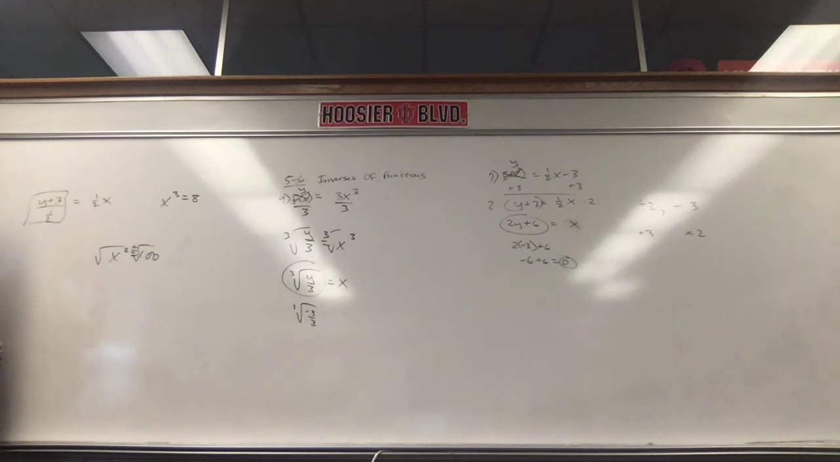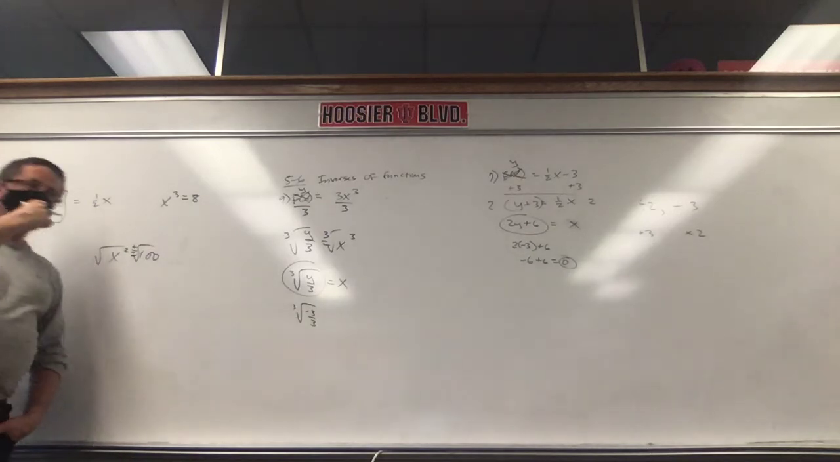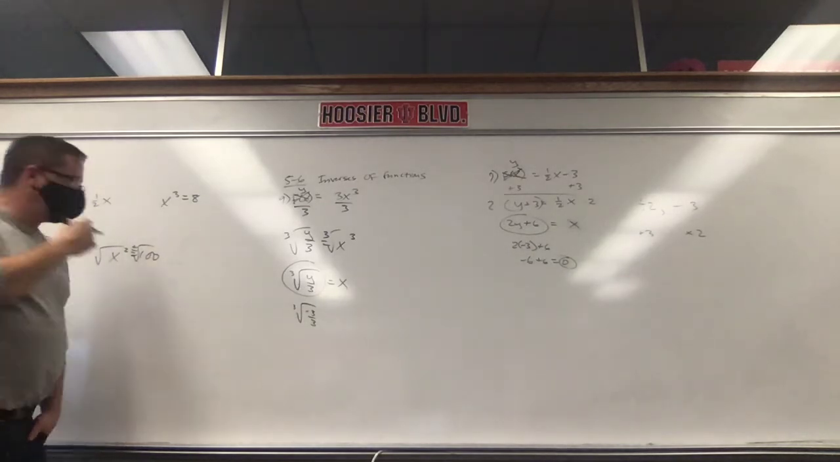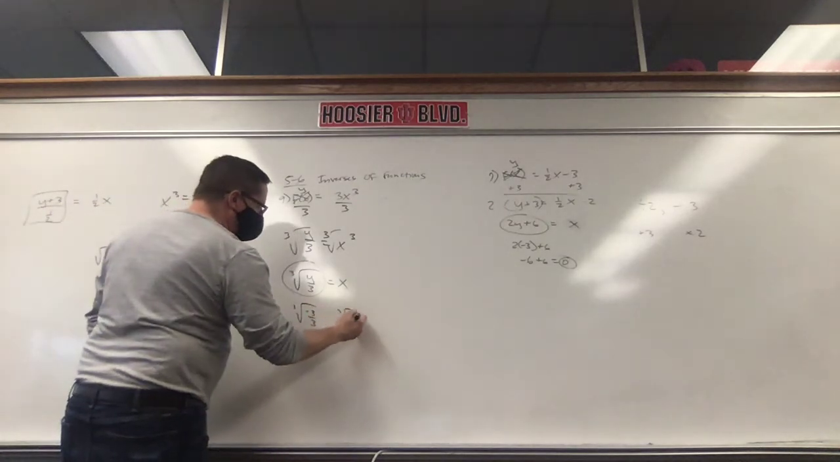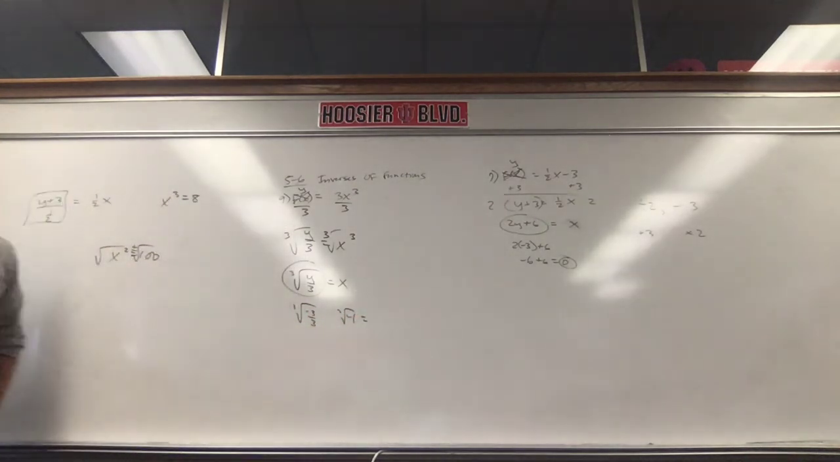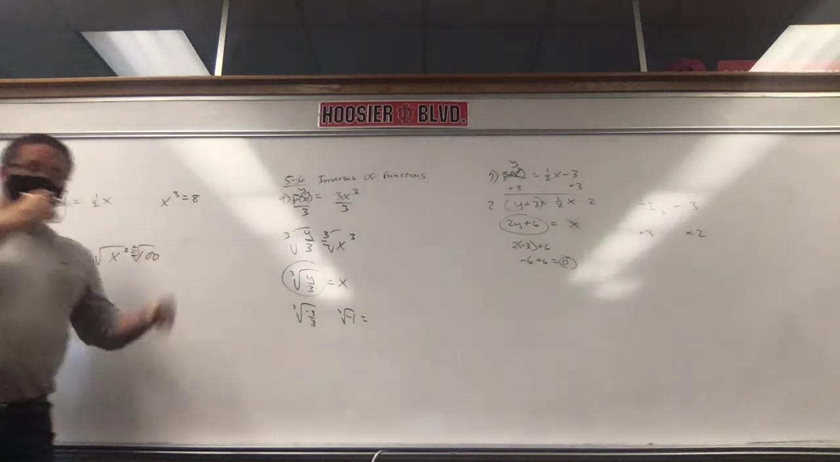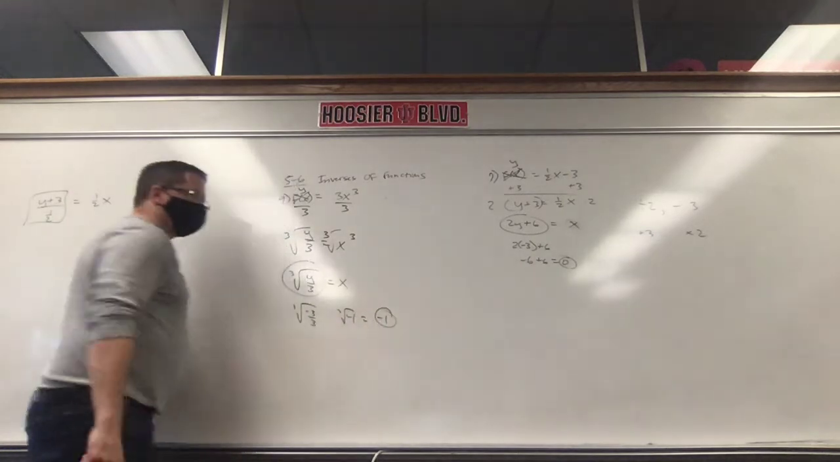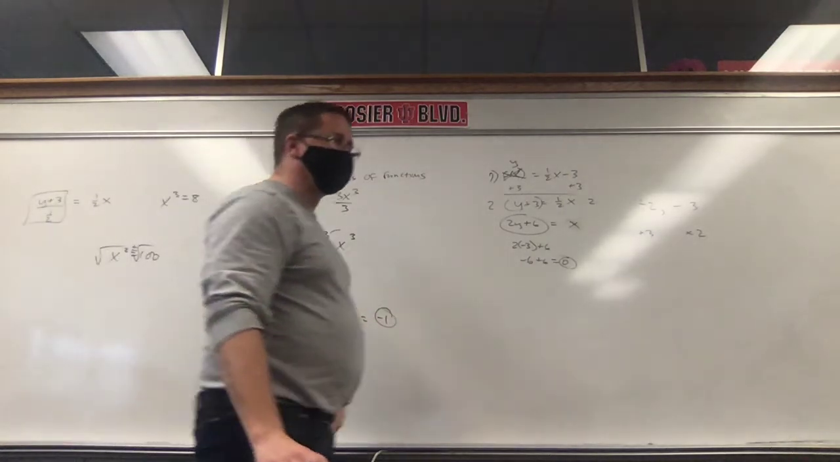Well, what is negative 3 divided by 3? Negative 1. And what's the cube root of negative 1? And why? The cube root of negative 1 is not 1. It's negative 1. Why? Because negative 1 times negative 1 times negative 1 is negative 1.